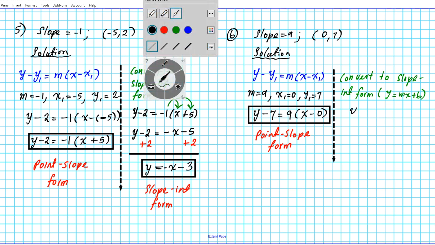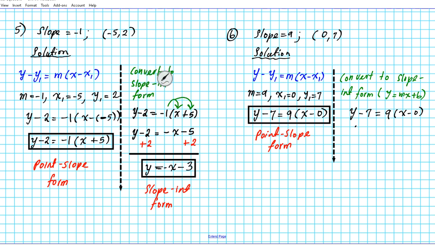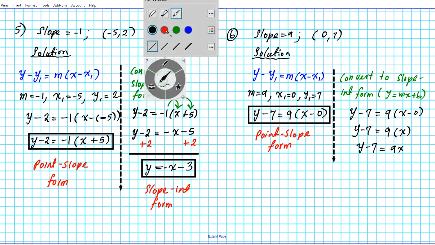Okay, so we have y minus 7 equals 9 times x minus 0. Let's simplify this completely. Now what is x minus 0? X minus 0 is just x, right? So we have y minus 7 equals 9x. And then to finish this off, we have to isolate y.